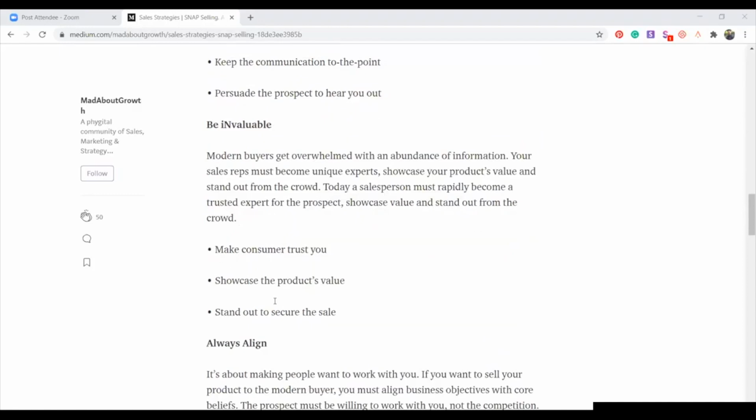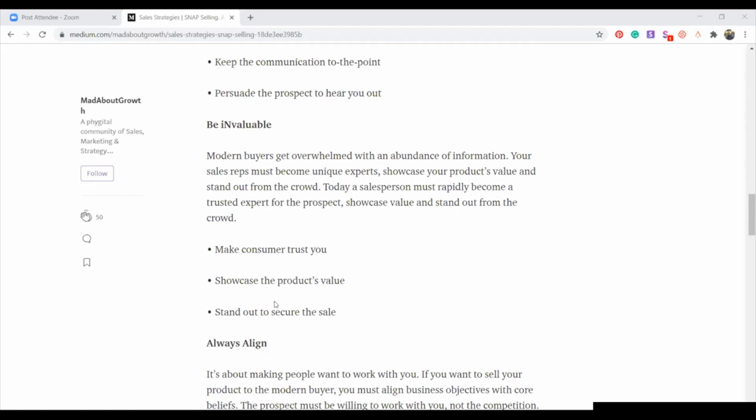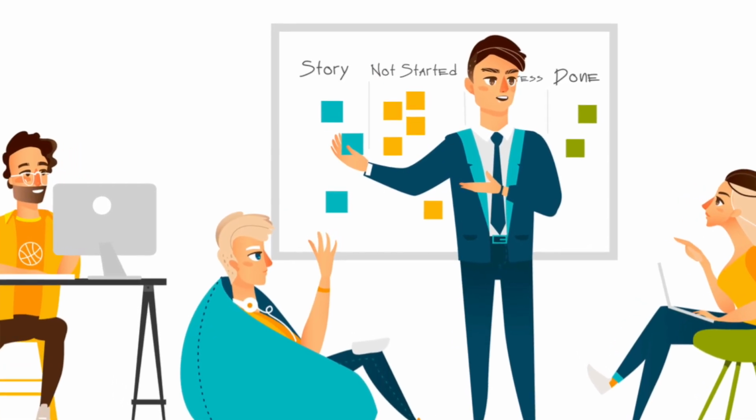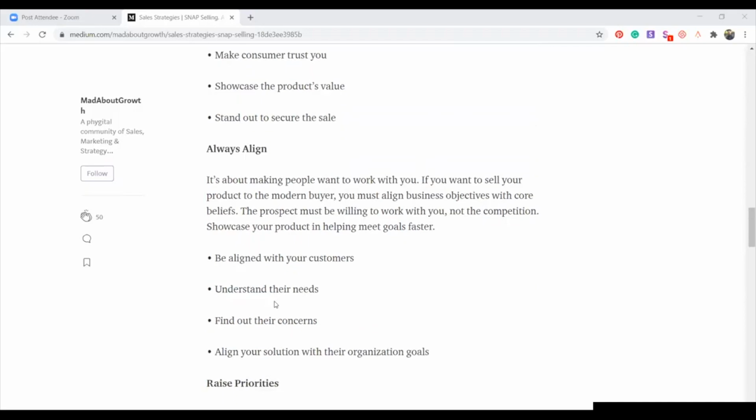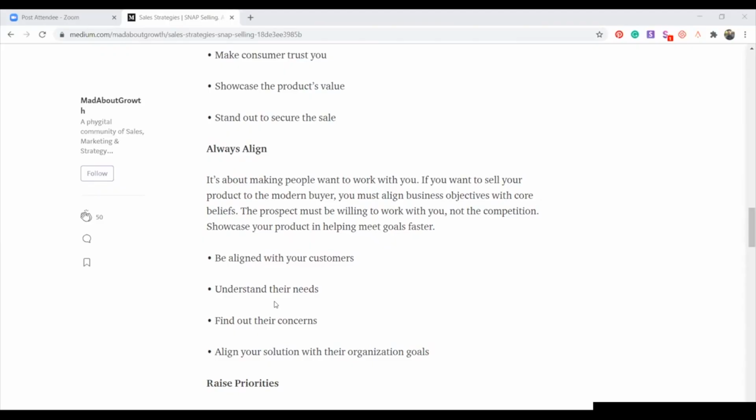Being invaluable talks about being trustworthy to your consumer by showcasing your product's value and by coming across as an expert on that subject. Always align talks about aligning the consumer's goals with your goals, or showing them how your products and services help them align to their goals. While you are aligning, you always keep their beliefs above yours, and you try to find a way to gel both things together so that it smoothens your entire sales process.